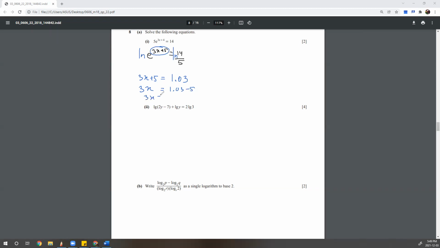1.03 minus 5. So 3x will be 1.03 subtract 5, which is negative 3.97. And the x will be negative 3.97 over 3, right? Negative 1.32.